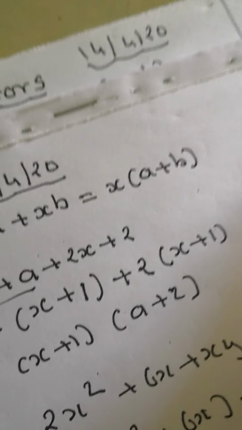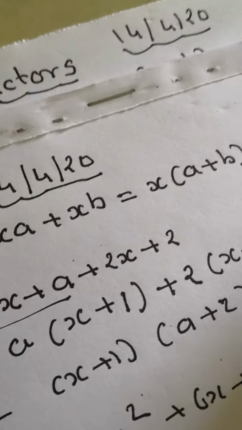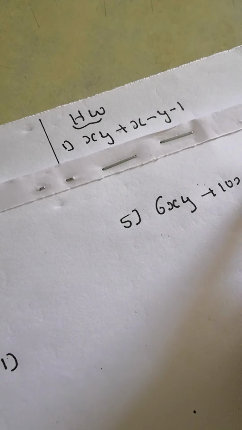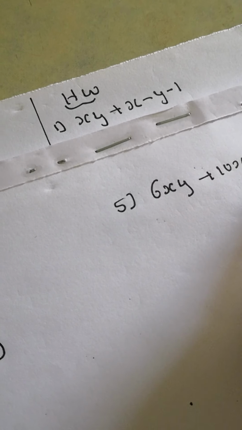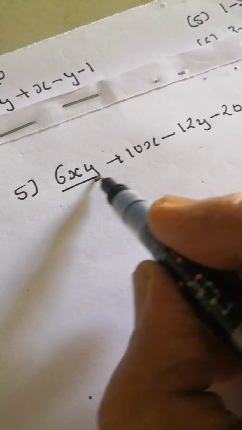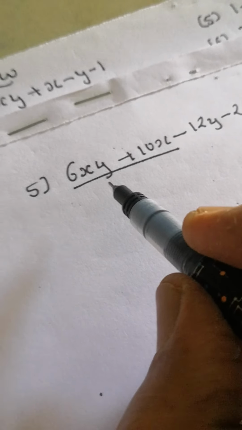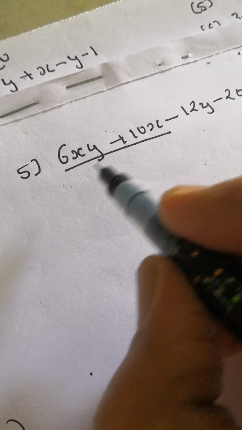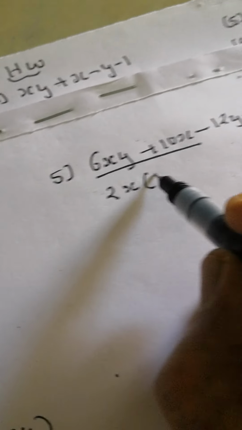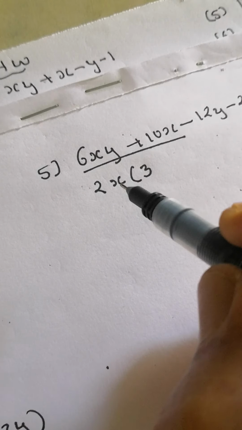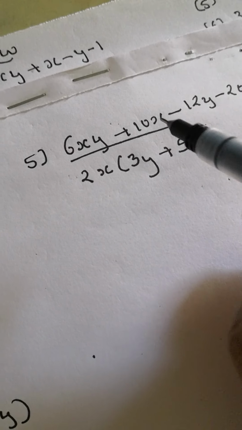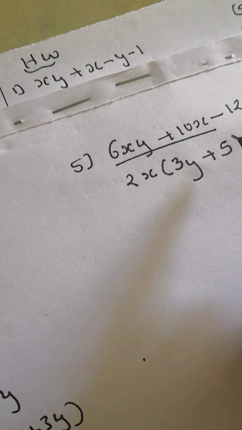Question number 5. That is 6xy plus 10x minus 12y minus 20. Here the terms are in order. For the first two terms, 6xy plus 10x, the highest common factor, that is HCF of 6 and 10, is 2, and the common variable is x, that is 2x. So it becomes 2 3s are 6. X has gone as common, so y is left, plus 2 5s are 10. X has gone as common, so only 5 will be written.